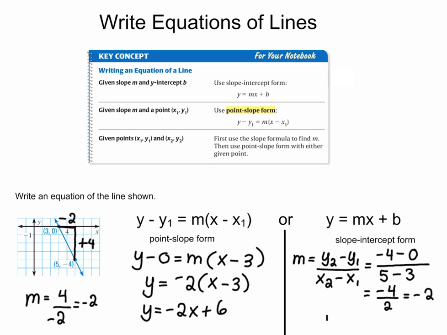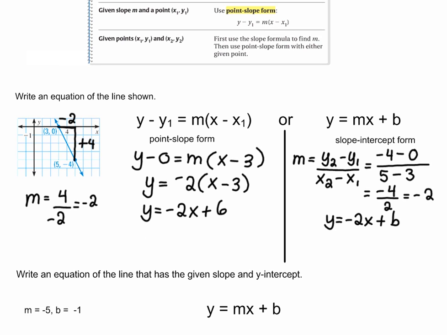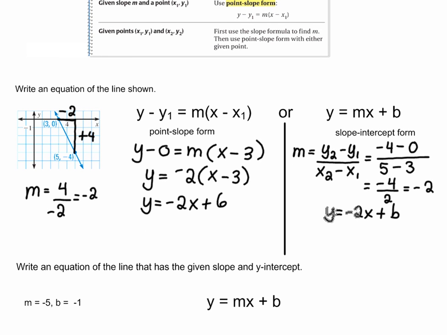So now I'm at the point of y equals -2x plus b. So I have to figure out what b is. Let's give us a little bit more space here. So I know 2 points, 3, 0 and 5, -4 are points that work on this graph. So what I will do is replace x and y here with one of those points to try to calculate b.